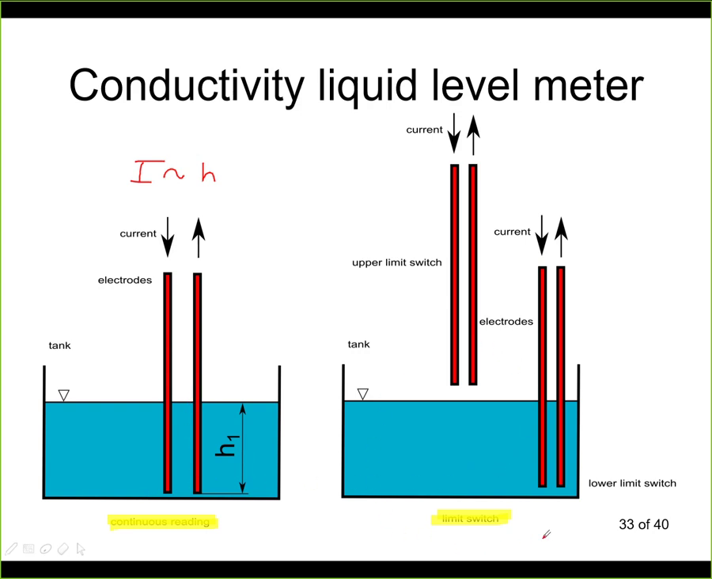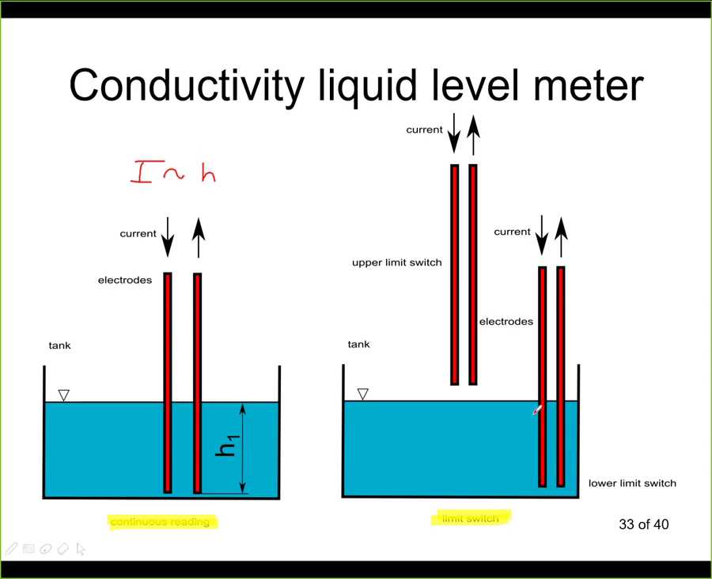I can use this also just as a limit switch. So if I want to see if the tank is full, I will install two electrodes like this, and those two electrodes will be used if I want to detect when the tank is empty. So we can see here that now the current is flowing through those two electrodes because it's above them. But now I'm not looking for the current value, but I'm just looking if the current is above a given threshold, so above 0, for example.